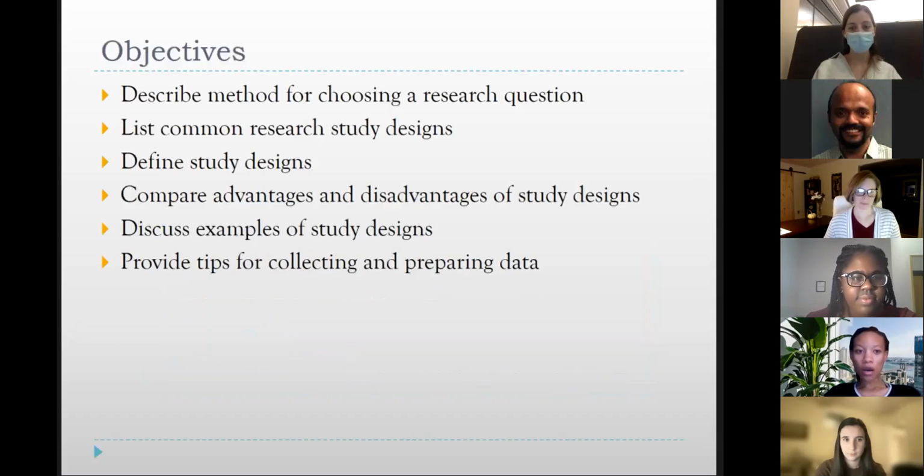So we'll start off with looking at methods for choosing a research question and just a couple of tips for that, and then go on to research study designs, defining them, talking about a couple of the advantages and disadvantages of those. And I'll provide an example for each one as I go along. And then at the end, I'll provide tips for collecting and preparing data.